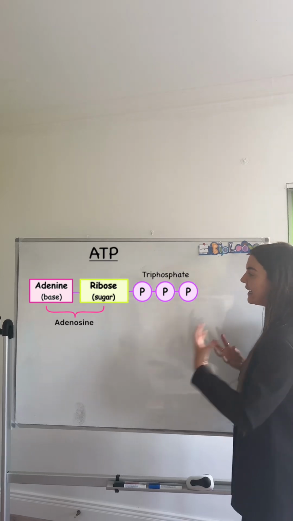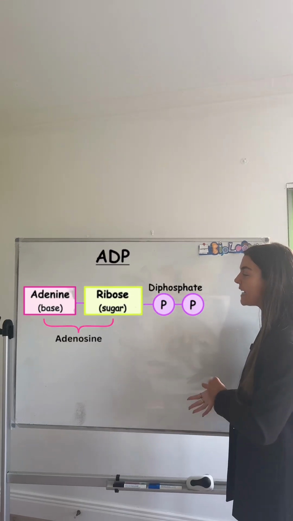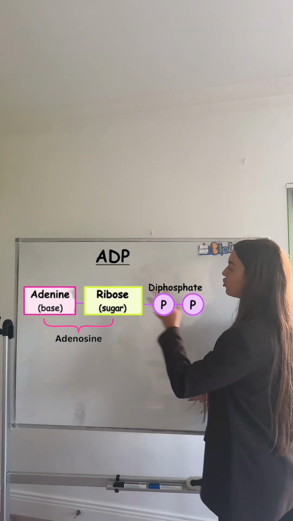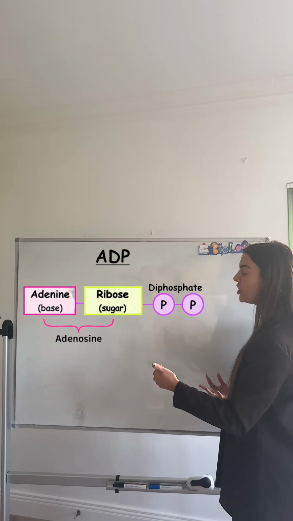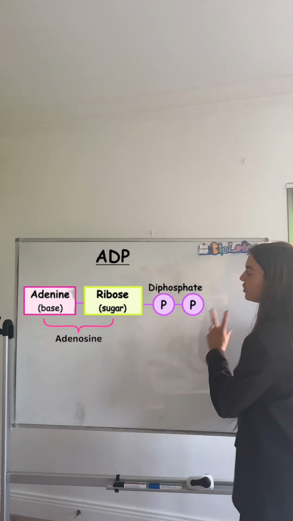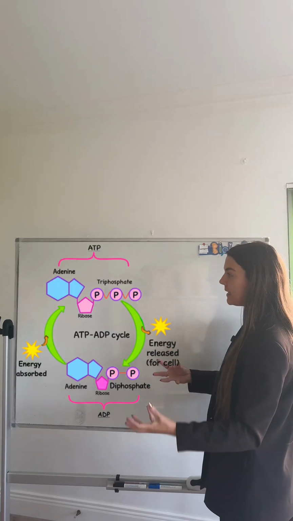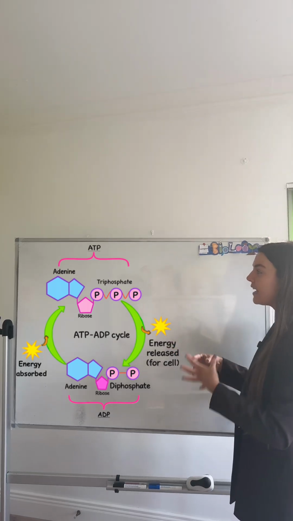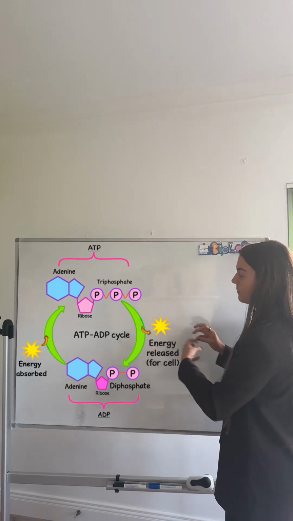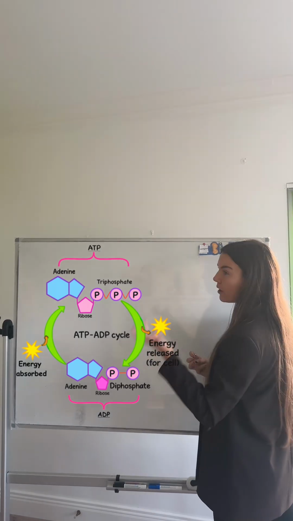Now, how do we make ATP? We make ATP from a lower energy carrier molecule called ADP, adenosine diphosphate. If we look at the structure of ADP, we have our nitrogenous base, adenine, we have our 5-carbon sugar ribose, but this time we only have 2 phosphates, hence the diphosphate. Now when ADP and a phosphate are added together, that is called synthesis of ATP. And that bond that forms between the ADP and the new phosphate holds energy, forming ATP.